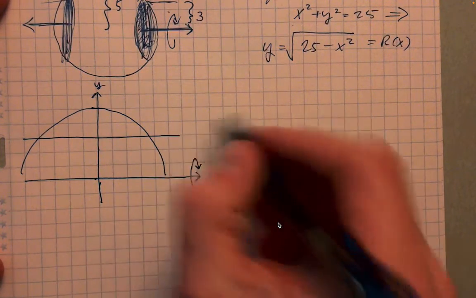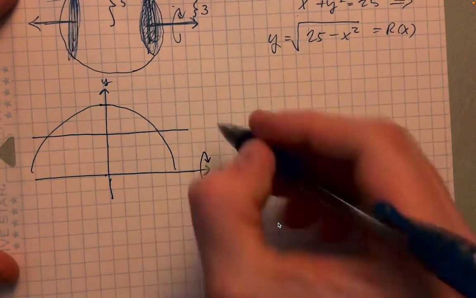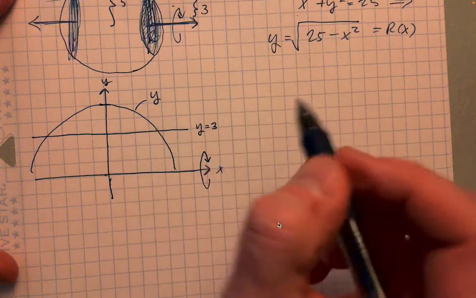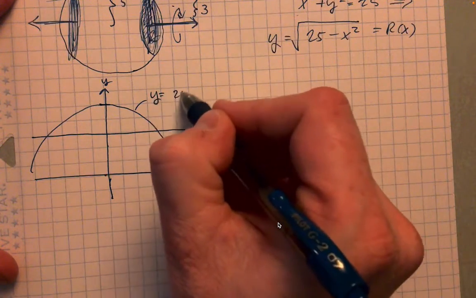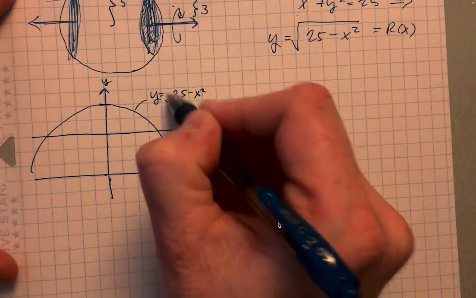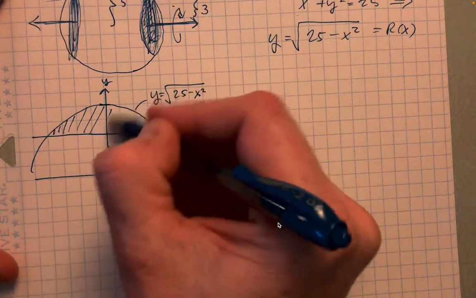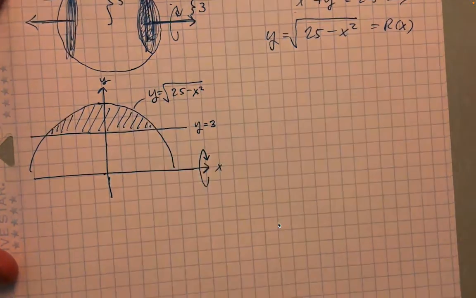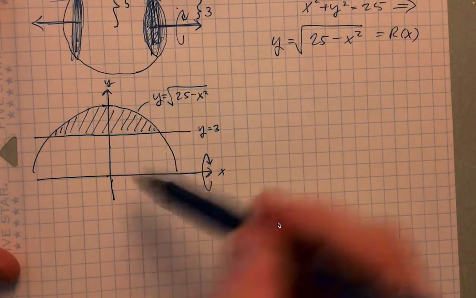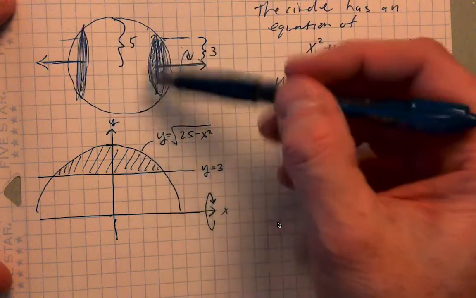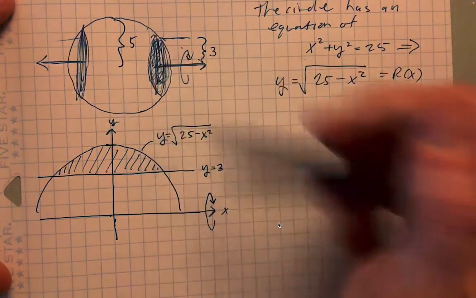We're going to have this line y equals 3 come into the equation as well. So we've got y equals 25 minus x squared, and we've got y equals 3. Now this is the region, right? And we're going to rotate it around the x-axis. So you can imagine if we do that, we get something that kind of looks like this. This is a really bad picture, but it kind of looks like this.